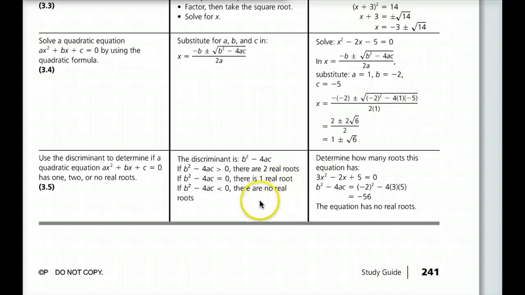Okay, and then we define this thing as the discriminant. If the discriminant is more than 0, that means we have two real roots, because obviously you can tell from here. If it equals 0, it becomes plus or minus 0, so the two solutions become the same. That's why it has only one. And of course, if it's less than 0, then there are no real roots. We already explained that.